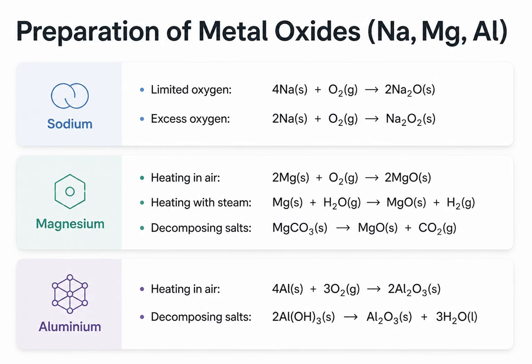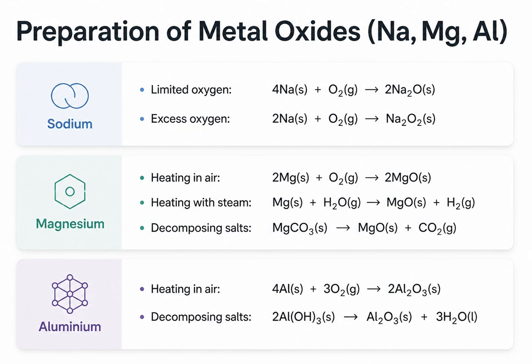How do we actually prepare these metal oxides in the lab? For sodium, burning it in a limited supply of oxygen yields sodium oxide, but an excess of oxygen produces sodium peroxide. Magnesium oxide can be formed by directly heating magnesium in air, reacting it with steam to release hydrogen gas, or by thermally decomposing magnesium carbonate, nitrate, or hydroxide.